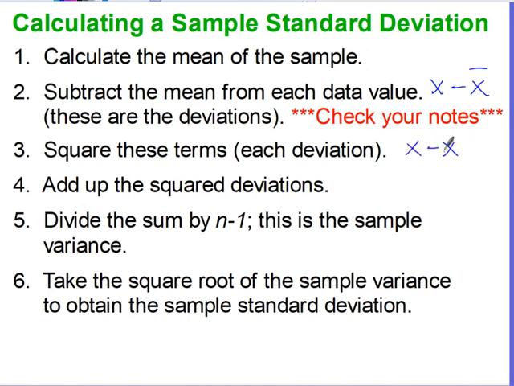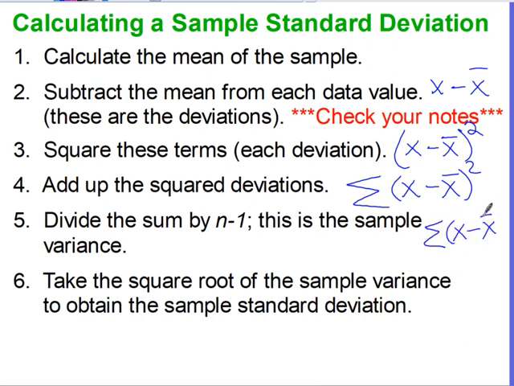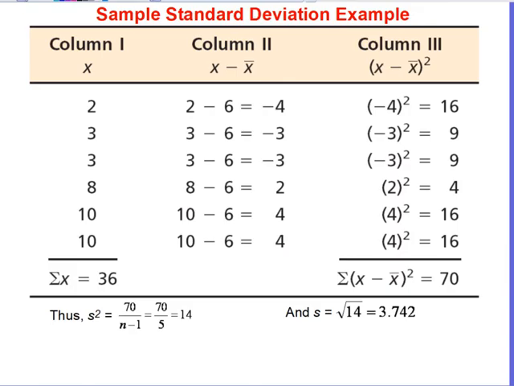So you'll see x minus x bar, and then after that, there's a square on the outside. Then sum them up; remember, sum is the uppercase sigma. Then you're going to divide by the value of n minus 1. And then at the very end, take the square root of that value, and there is your sample standard deviation.